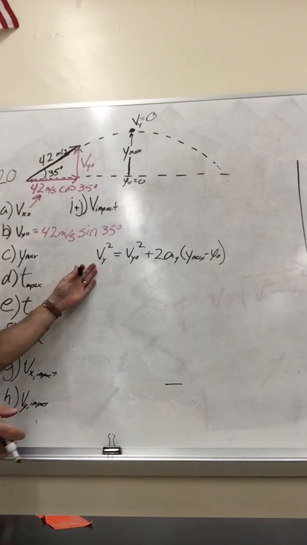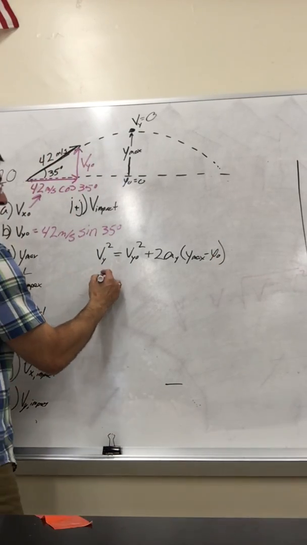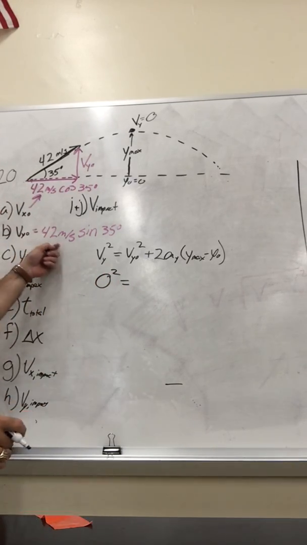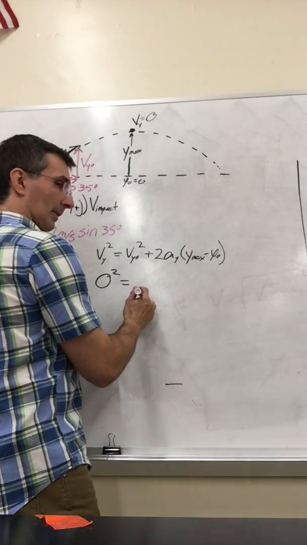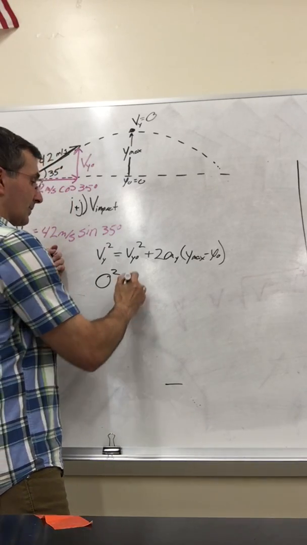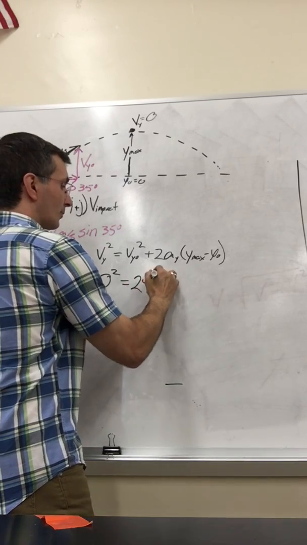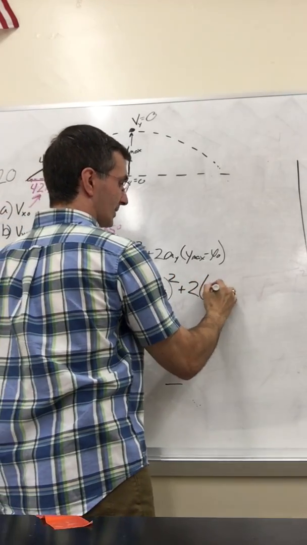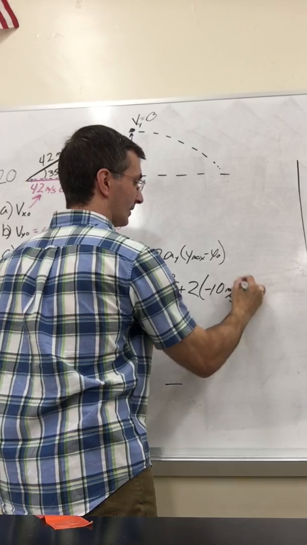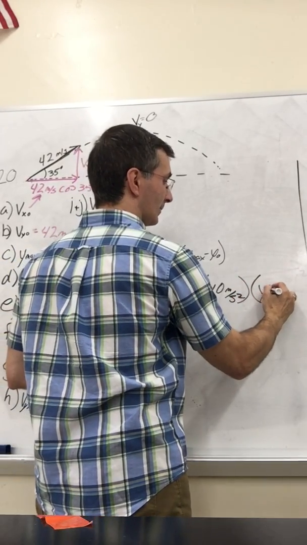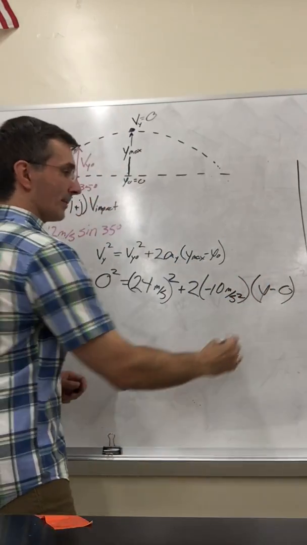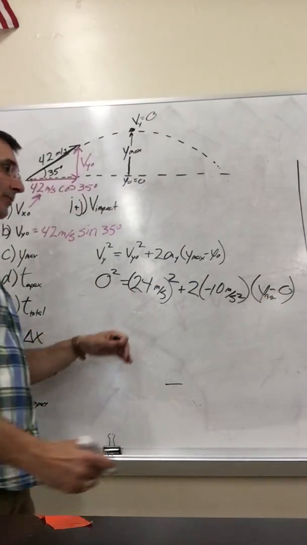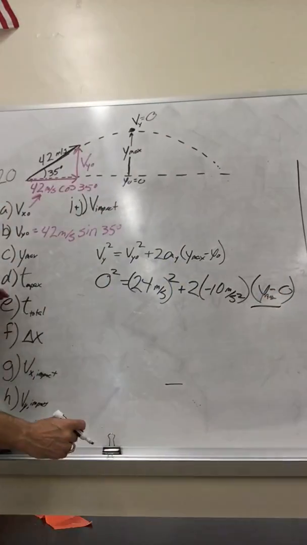Okay, so now all I have to do is substitute and solve. I've got 0 at the apex. Whatever this value is, I guess I might as well figure it out. I think it was 24 meters per second, squared, plus 2 times negative 10 meters per second squared times y minus 0, or y max minus 0. Solve that, you will find what y max is.